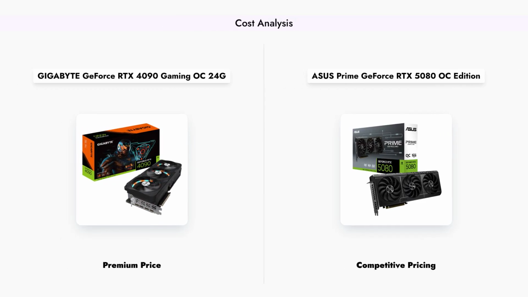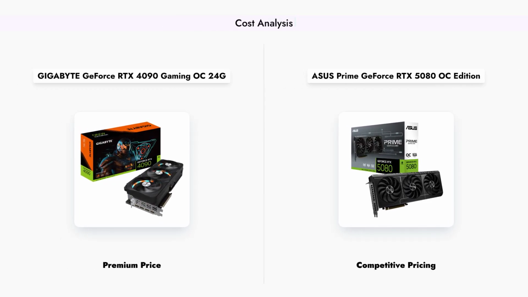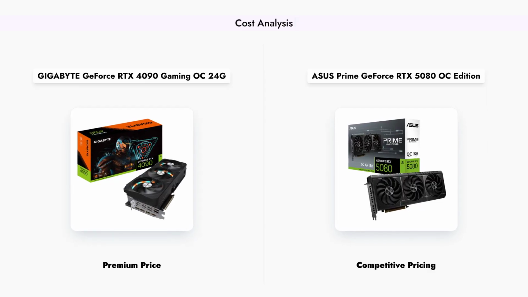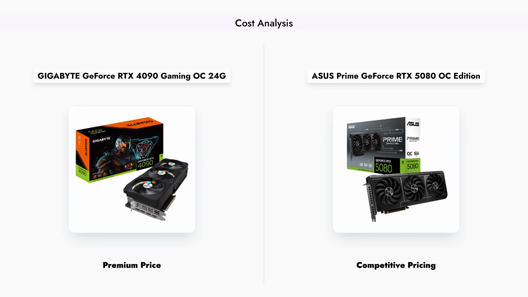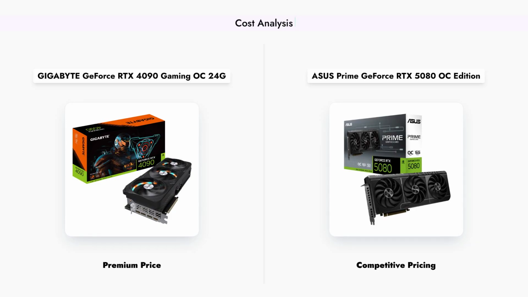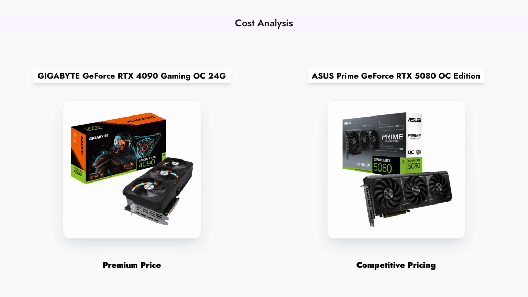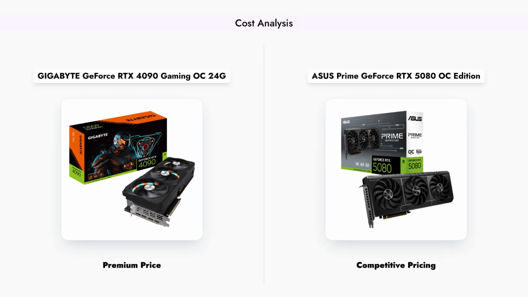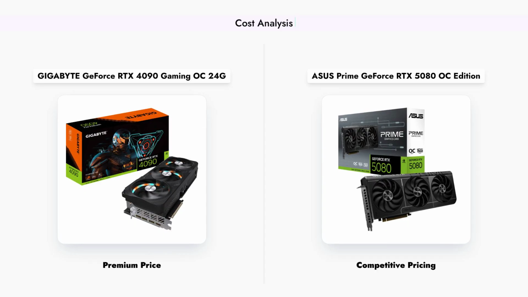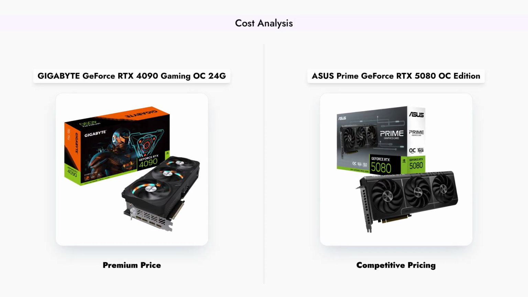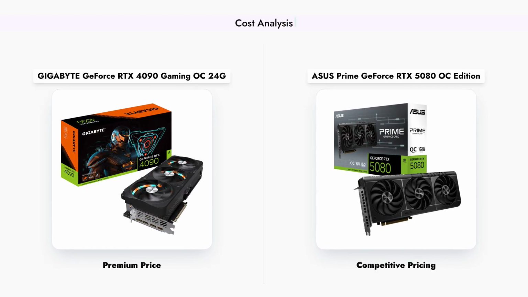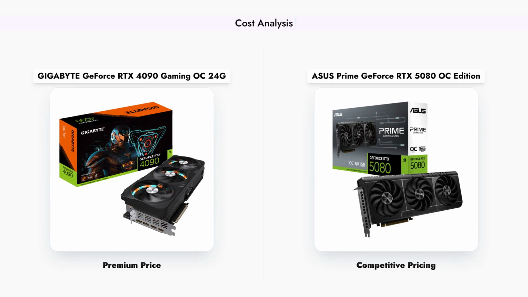Price is always a crucial factor in choosing a graphics card. The GIGABYTE RTX 4090 comes with a hefty price tag of $1,799, reflecting its premium performance. In contrast, the ASUS RTX 5080 OC Edition is priced at $1,399, making it a more accessible option for gamers looking for high-end performance without breaking the bank. This section will analyze the value proposition of each card based on their features and performance.